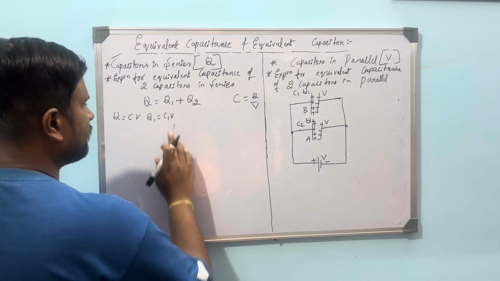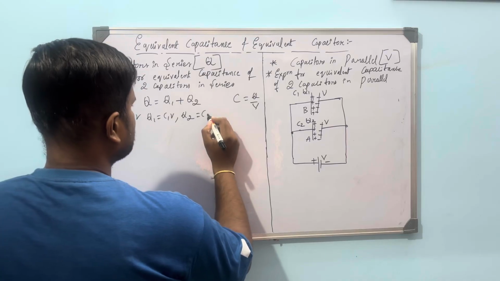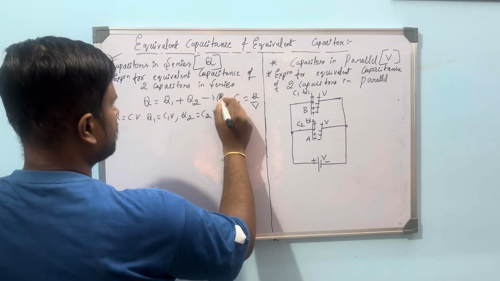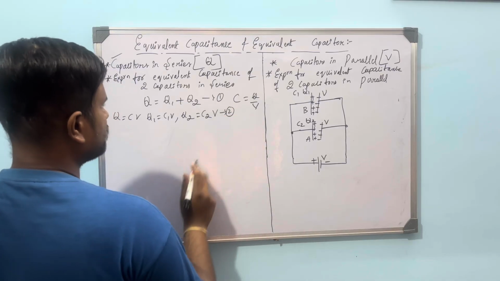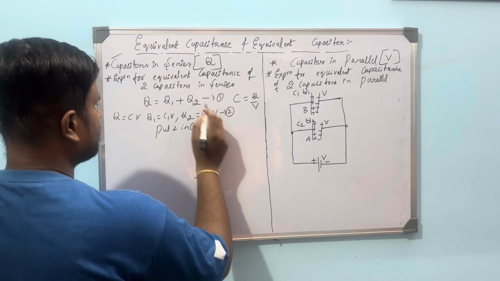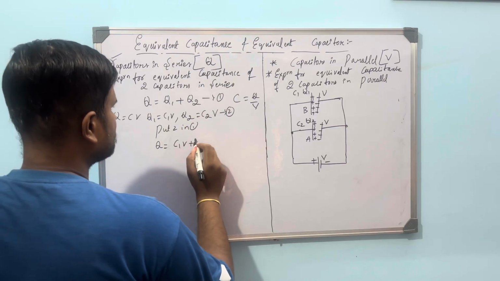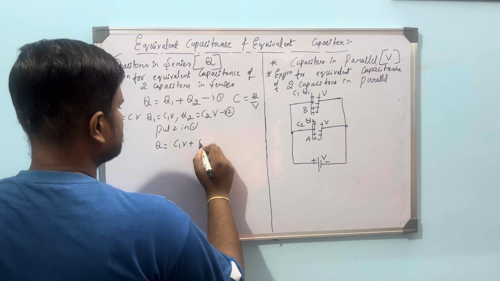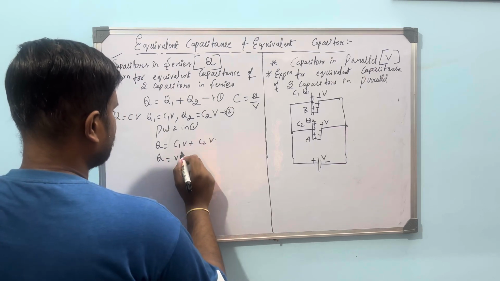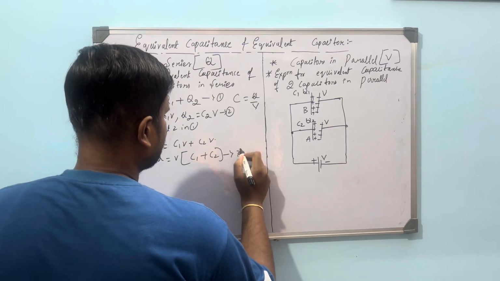I should not write V1, because the potential is constant. For Q2, it is C2 and V. Call this equation 1 and this equation 2. Now put 2 in 1. I will get Q is equal to Q1, meaning C1V, plus Q2, meaning C2 into V. Since V is constant, Q is equal to V times C1 plus C2. Call this equation 3.